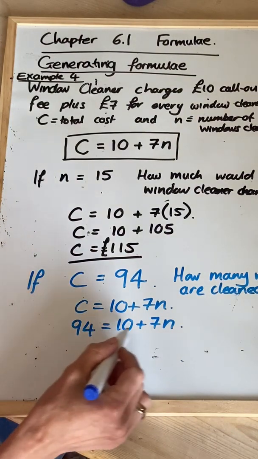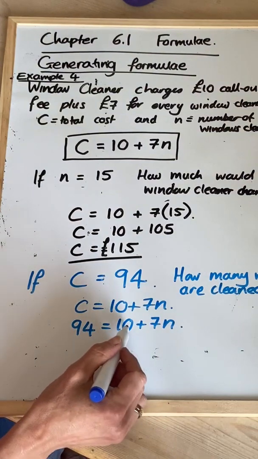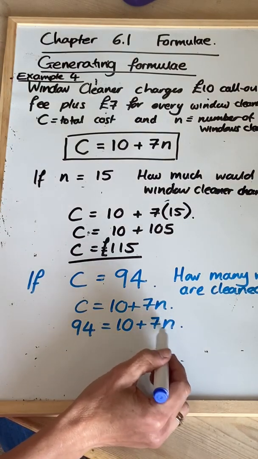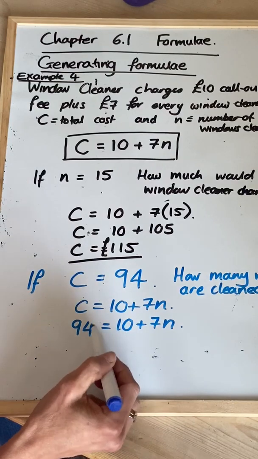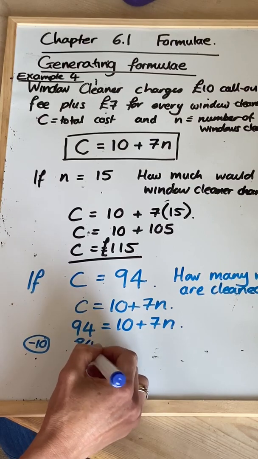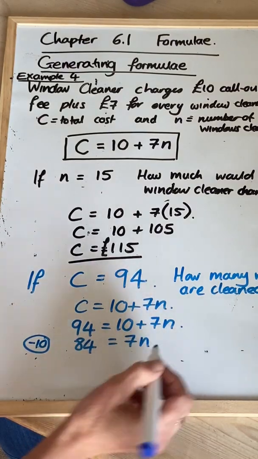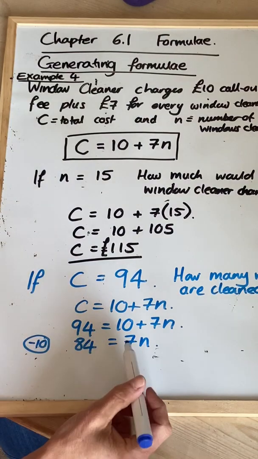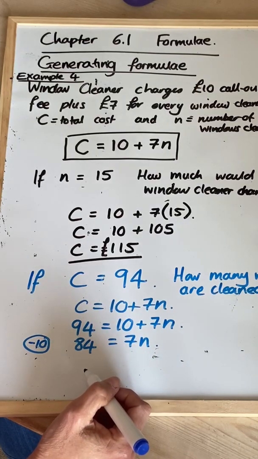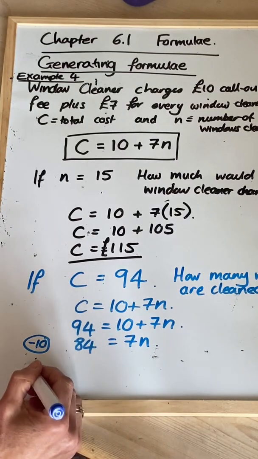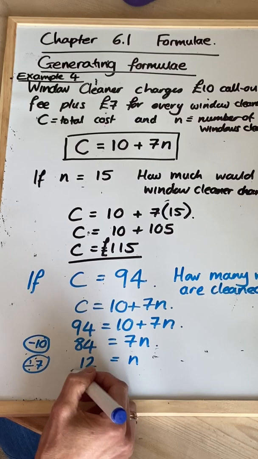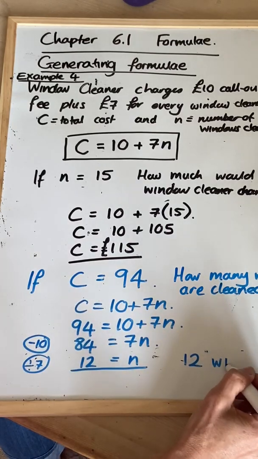What have we got here? We've got a little equation, haven't we? With numbers on this side and some n's over there. What can we do to get to those values of n? Well, the first thing that we'd need to do is take away 10 from both sides. So if we take away 10 from both sides, we end up with 84 is 7 times n. How many times does 7 go into 84? I think it goes in 12 times. So dividing both sides by 7, 12 equals n. So we've got 12 windows cleaned.